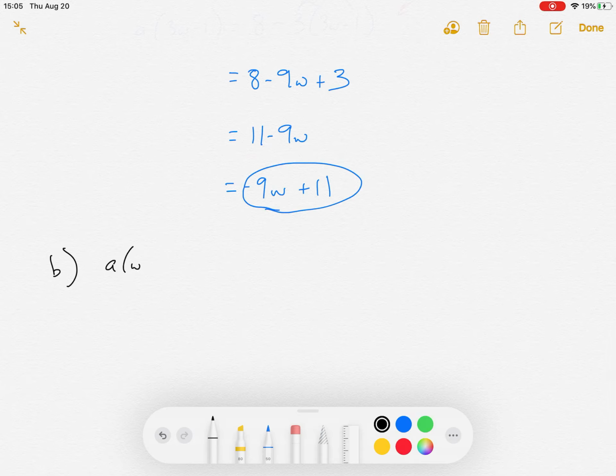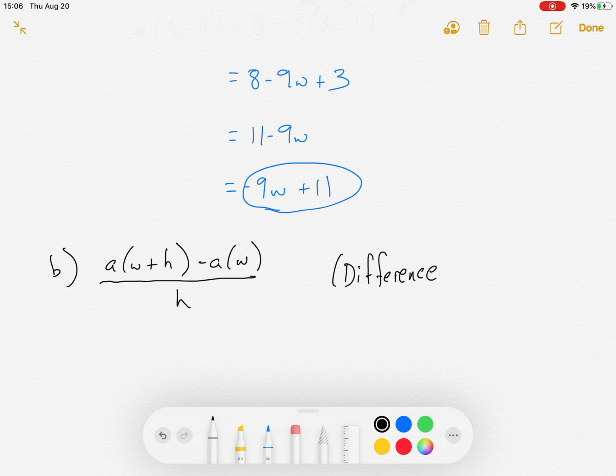Okay. For the next one, I'm going to do something a little bit strange. I'm going to do a of w, and I'm going to bring in a new variable, which I'm just going to call h. H just represents anything right now. It's not really anything in particular. And then I'm going to subtract a of w, and then I'm going to divide the whole thing by h. So this actually has a special name when you bring h's in like this. This is actually called the difference quotient.